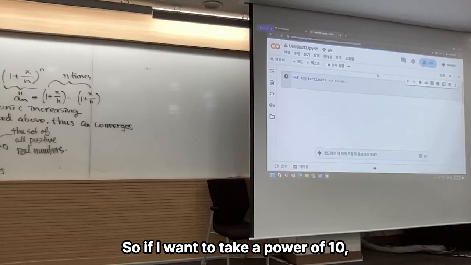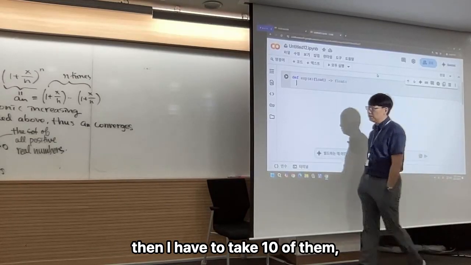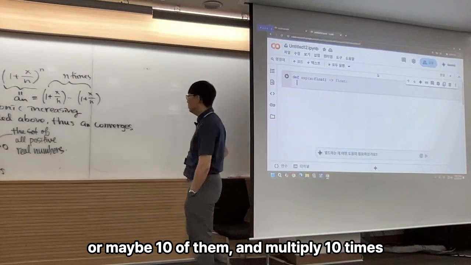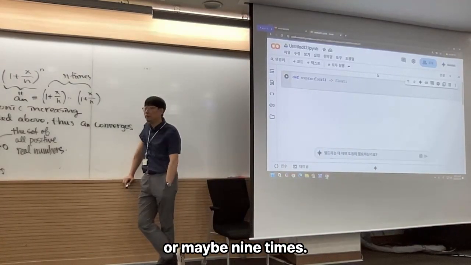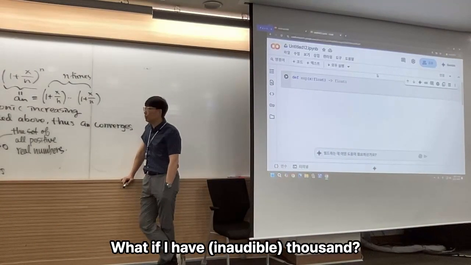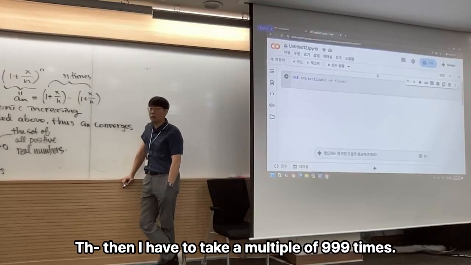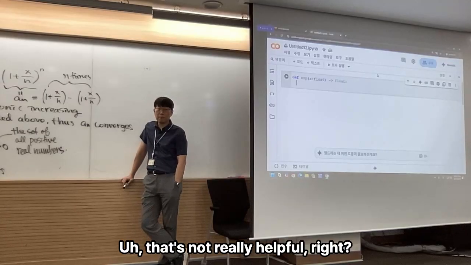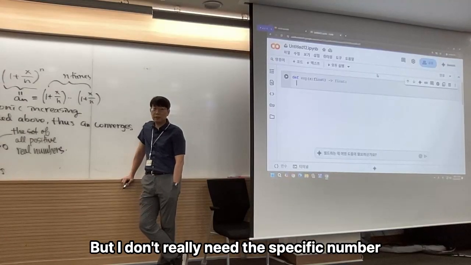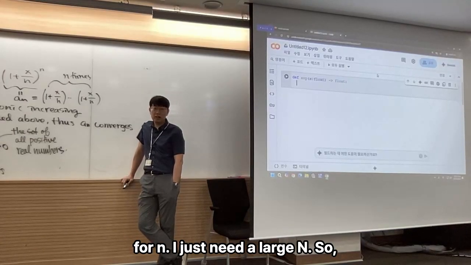If I want to take the power of 10, then I have to take 10 of them and multiply 9 times. What if I have 1,000? Then I have to multiply 999 times. That's not really helpful, right? But I don't really need a specific number for n. I just need a large n.